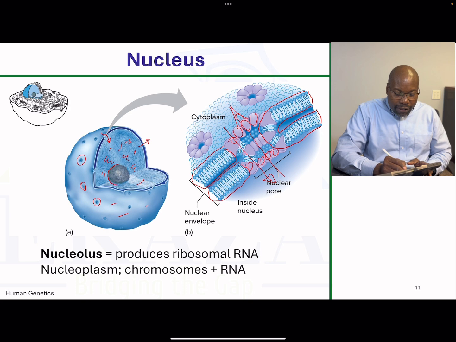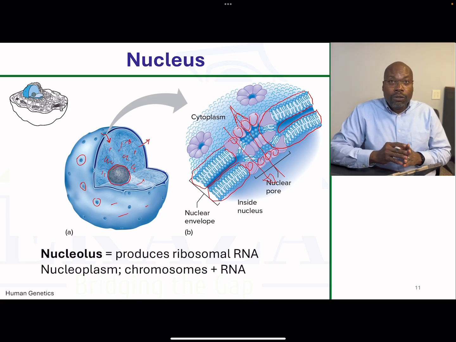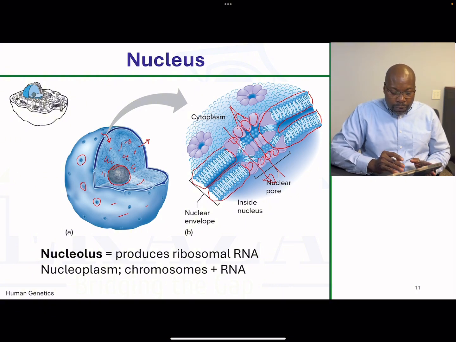All right? Now, there is one particular area of the nucleus that is very dense. Right here, this is called the nucleolus. The nucleolus is the area of the nucleus where the ribosomal RNAs are produced.